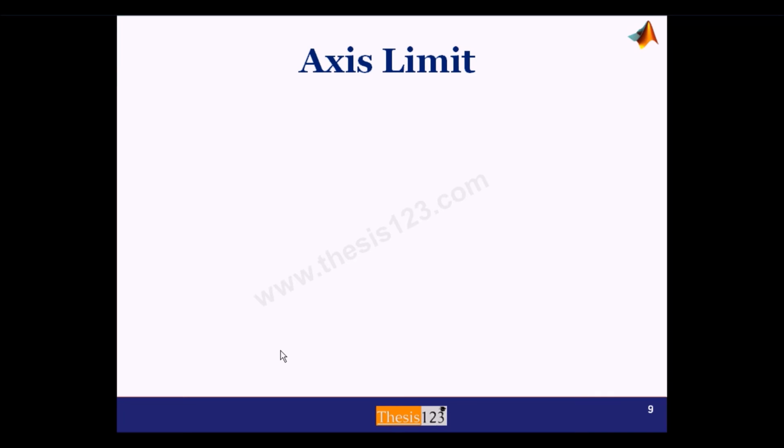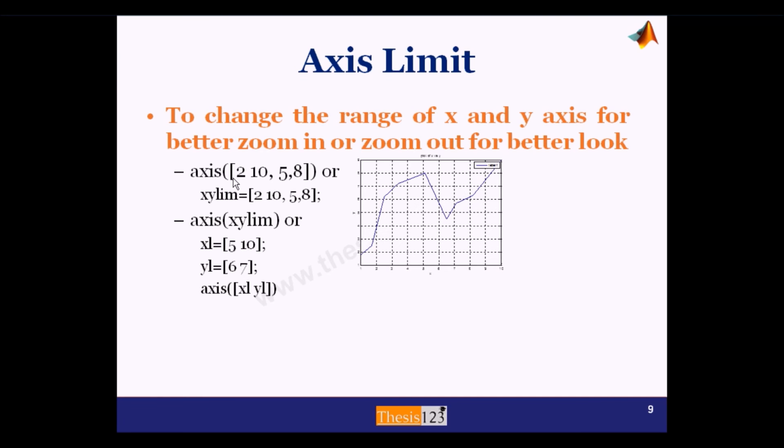Now coming to the axis limits. If you want to zoom in and zoom out of your plot, or you want to show only a particular portion of the plot, then we use the x limits. So the syntax for xy limits is axis of x minimum, x maximum, y minimum, y maximum. Or you can also represent this as one matrix or array, like xlim of the limits 2 10 and 5 8, and use axis of xy lim.